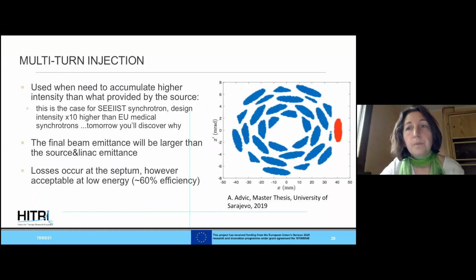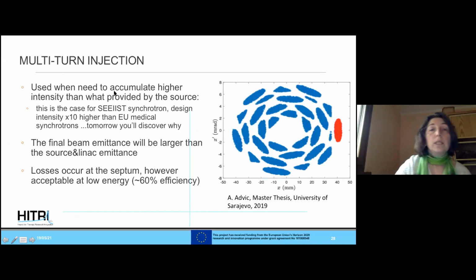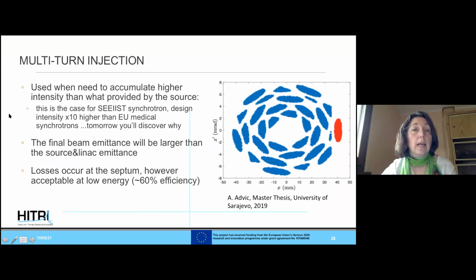So, to summarize on this multi-turn injection part, this is used when we need to inject a higher intensity than what is provided by the source. And this is the case especially for medical machines, and in particular for our synchrotron, because we design it for intensities which are 10 times higher than the European medical machine. Tomorrow I will explain why.